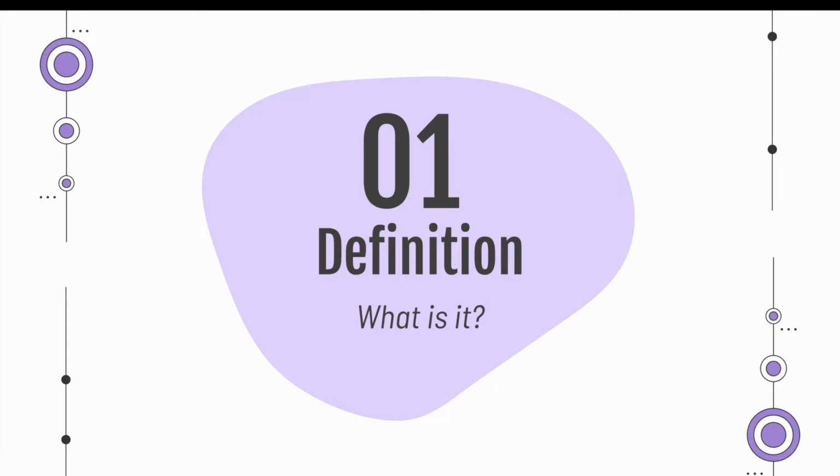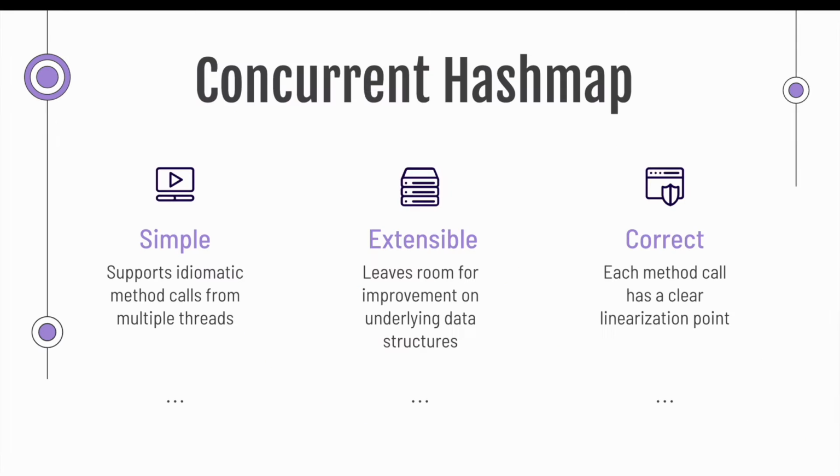Let's start with our definition of a concurrent hash map. Our development of a concurrent hash map is primarily focused around these three properties: simple, extensible, and correct. For simple, we wanted to create an API that is easy to use for developers and supports idiomatic method calls from multiple threads. For extensible, we wanted to leave room for improvement on our underlying containers and our data structures. And for correct, we wanted it to be fully linearizable, with each method call having a strict linearization point.